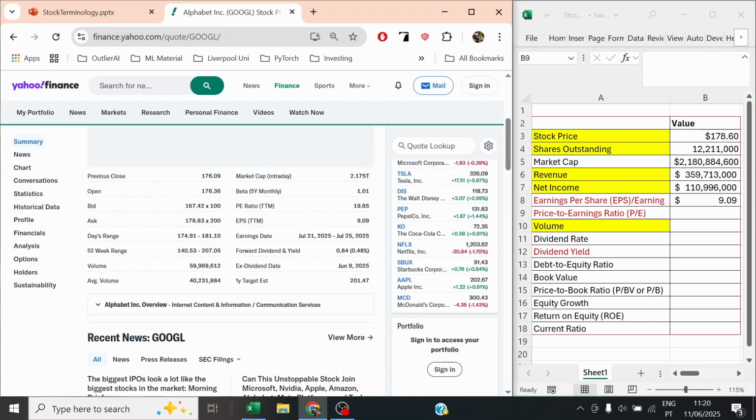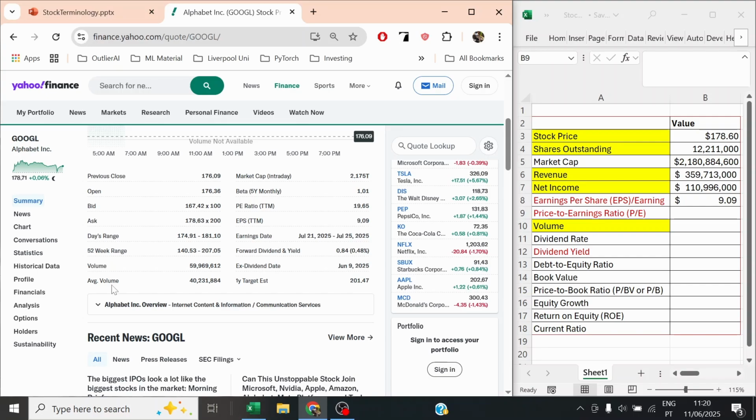If we go to the summary, we should have the EPS somewhere here. Okay, if you see, EPS is 9.09, which is exactly what we calculated. The other number is the PE, price to earning ratio, which is one of the most important terms you will have to know when buying a business, which is how much investors are paying for each dollar the company earns.